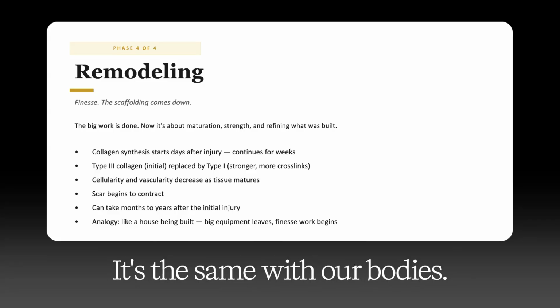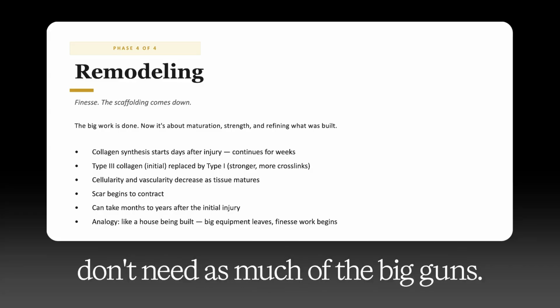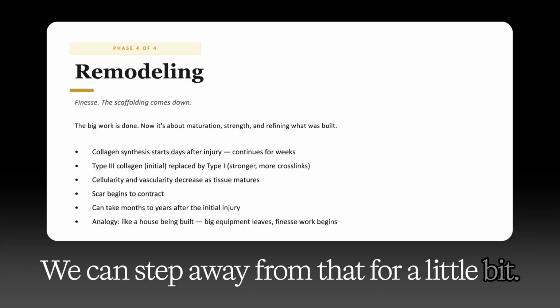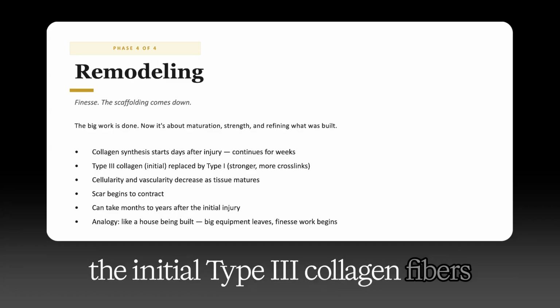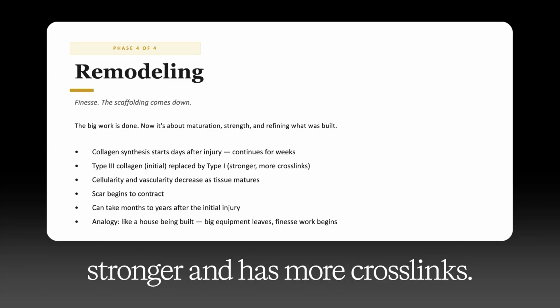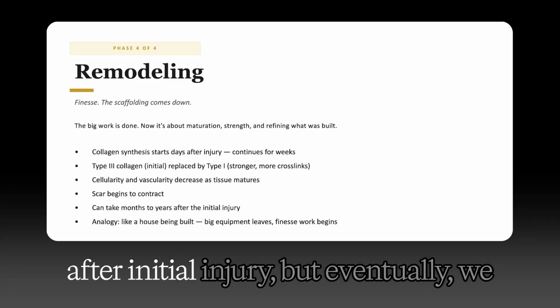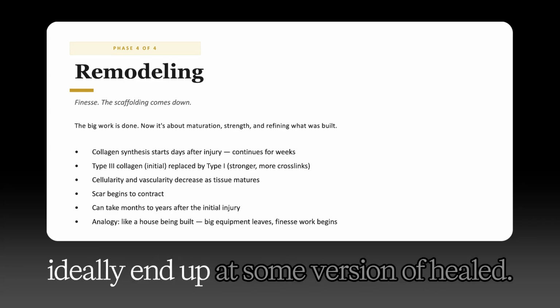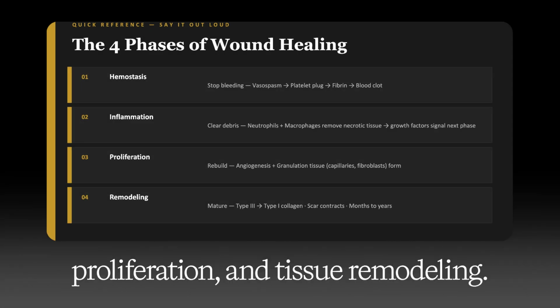It's the same with our bodies. We've already got the bigger scaffolding up and finished, so we don't need as much of the big guns. We can step away from that for a little bit. Now it's time for the finesse. The scar is going to start to contract, and the body will start replacing the initial type 3 collagen fibers with type 1, which are a little bit stronger and have more crosslinks. This process can be months or years after initial injury, but eventually we ideally end up at some version of healed. So again, that's hemostasis, inflammation, proliferation, and tissue remodeling.